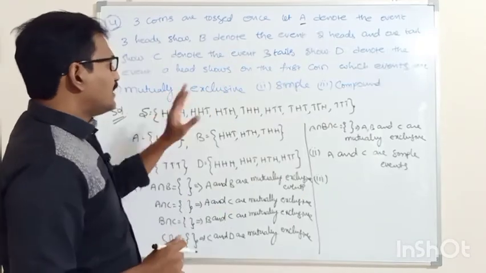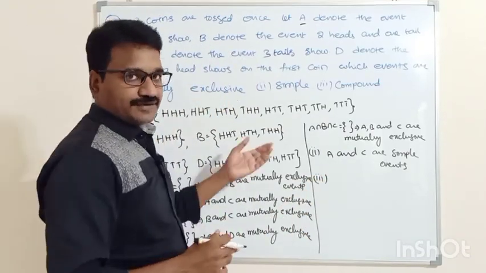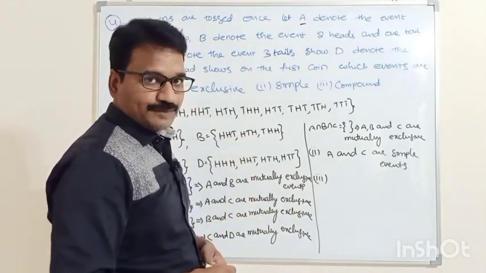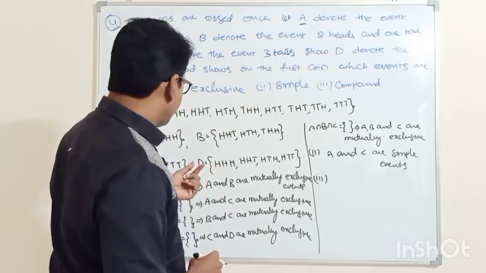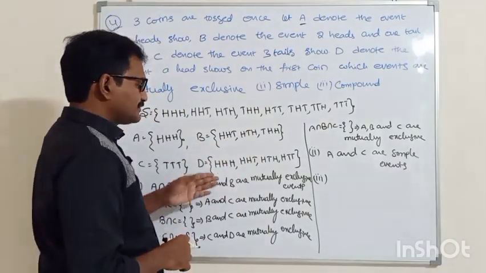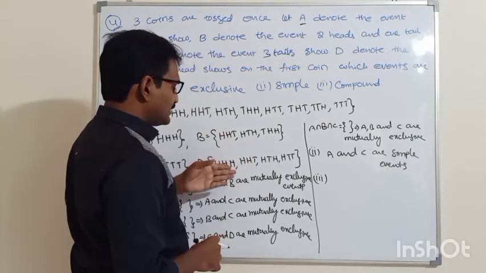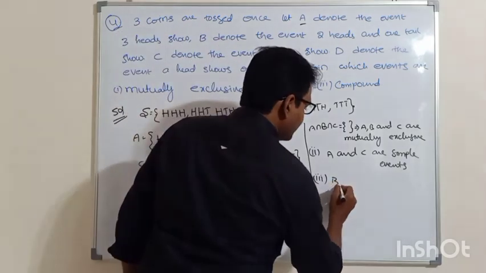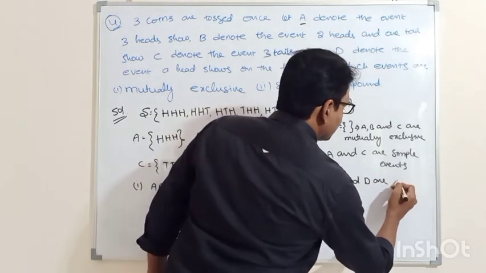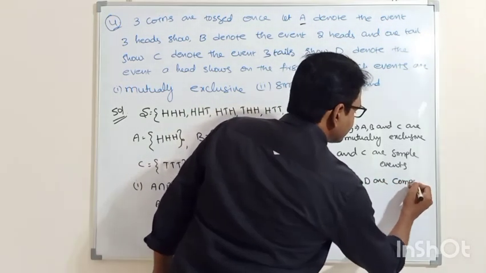Third one, compound events. What is the definition of a compound event? If an event contains more than one sample point. If you observe B, here 3 sample points are there. If you observe D, here also 4 sample points are there. More than one sample point is there. Therefore, B and D are compound events.